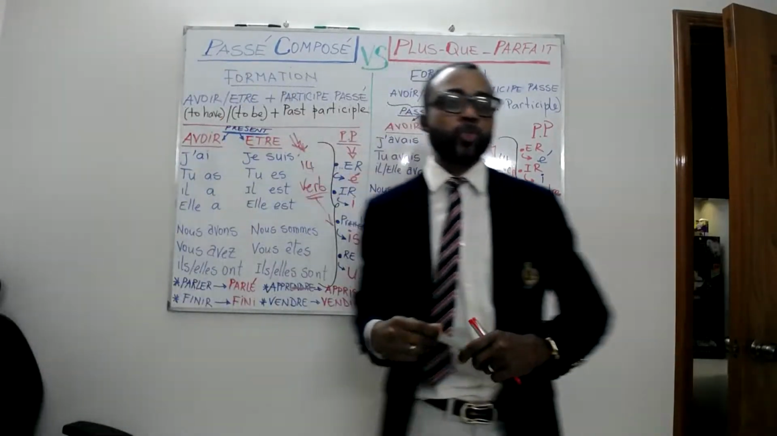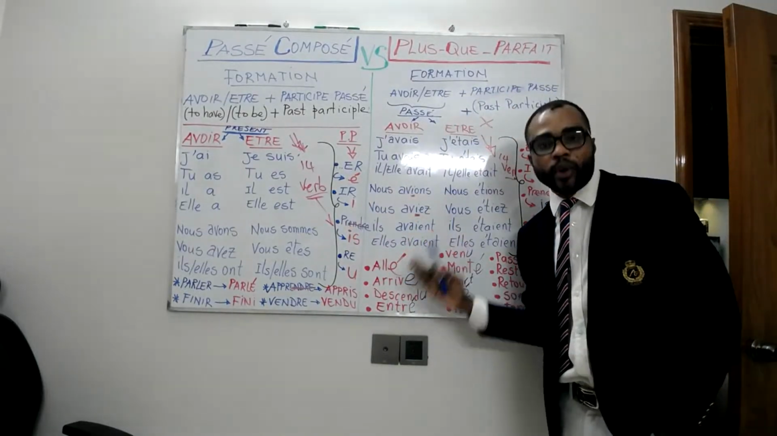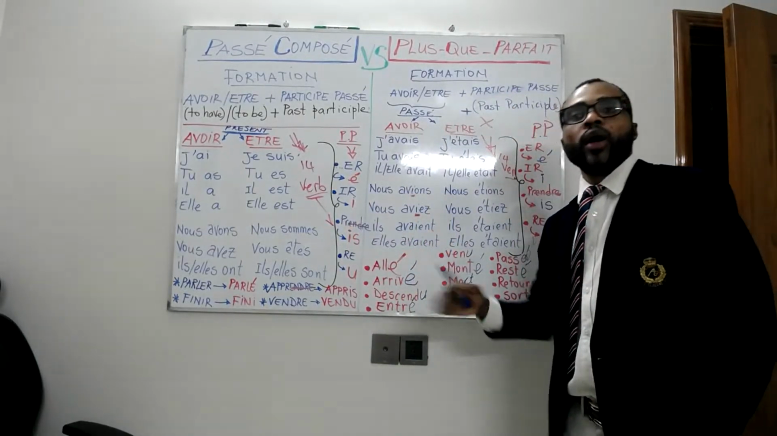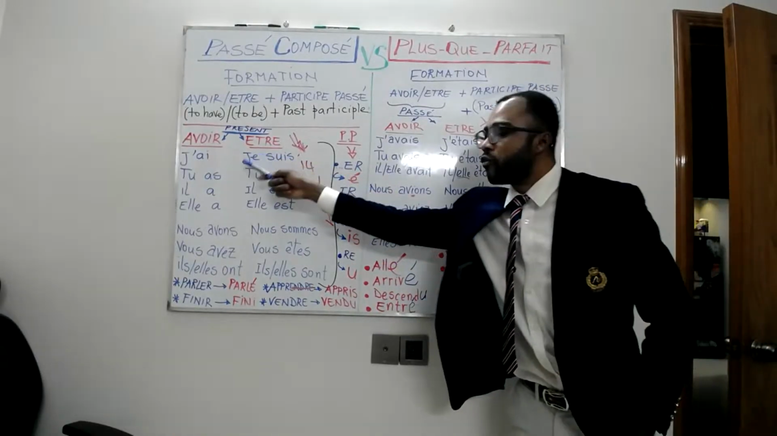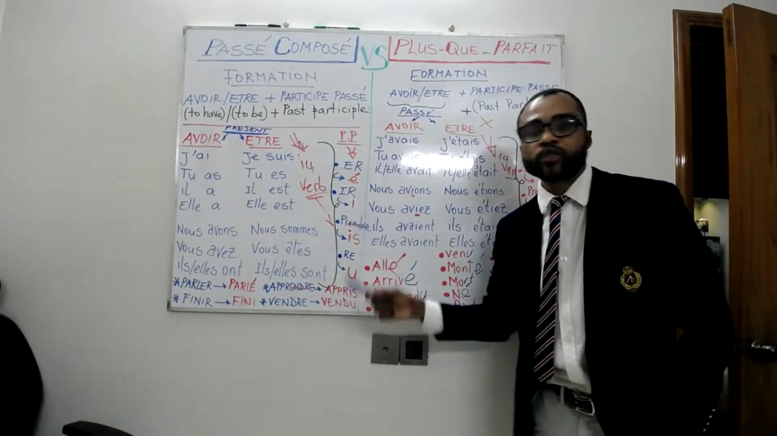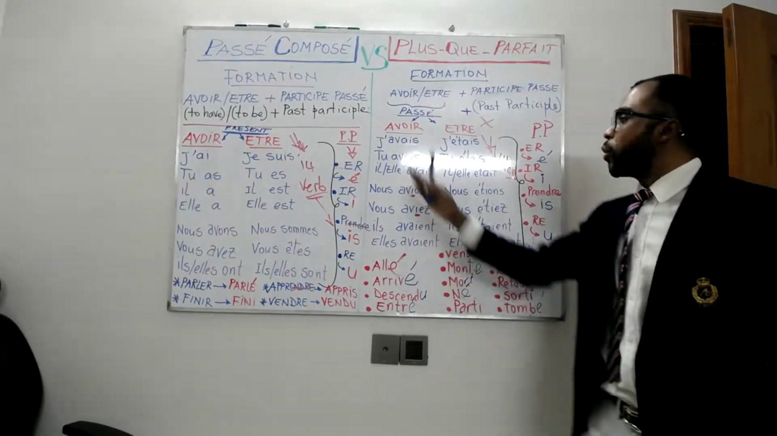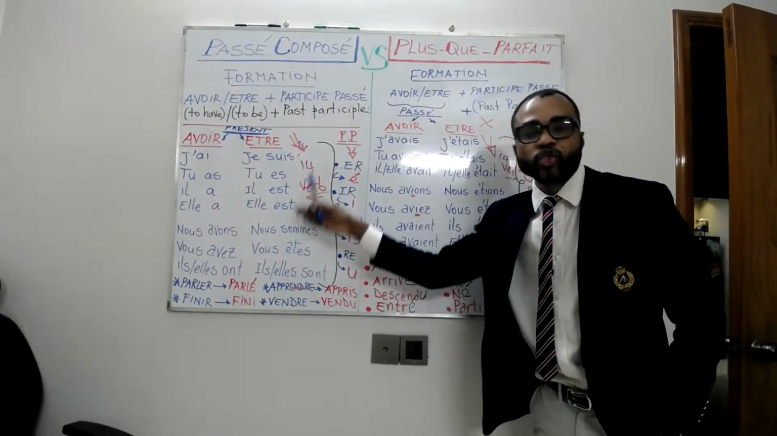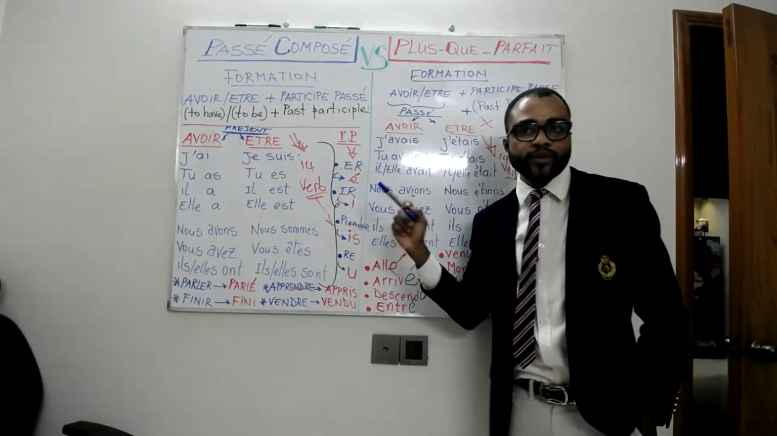So what you need to do here is to make sure you master these 14 verbs, and make sure the other verbs outside of the list are used with the verb avoir. So you need to master the list of 14 verbs used only with the verb être, to use in the passé composé or plus-que-parfait.